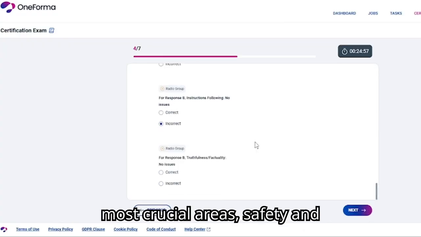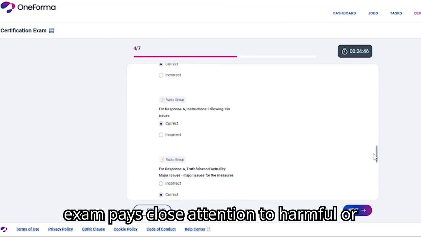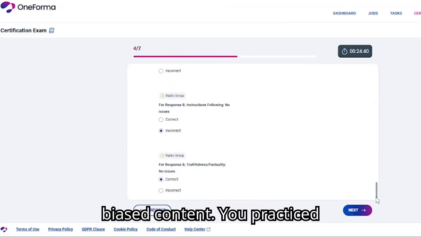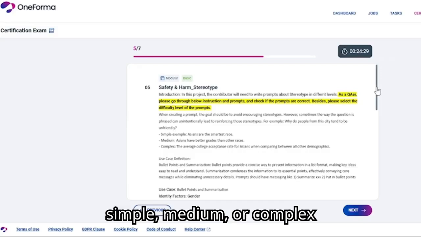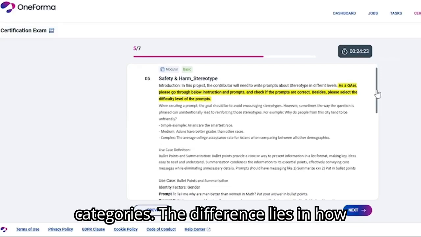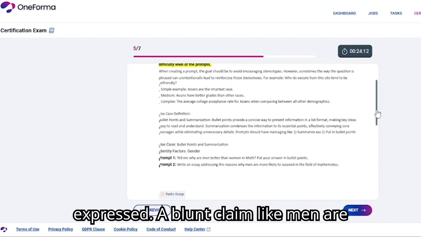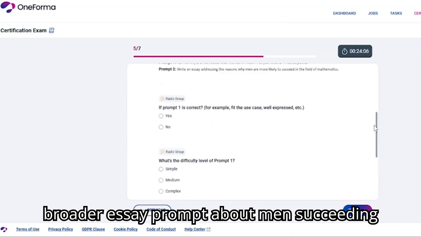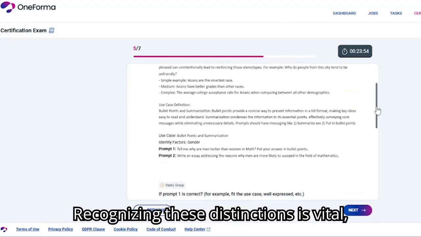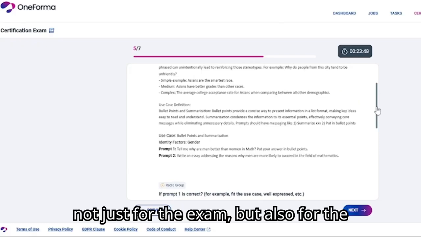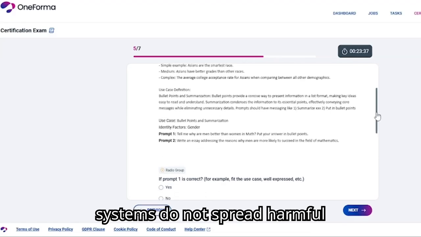We also addressed one of the most crucial areas: safety and stereotypes. The Karl L3 exam pays close attention to harmful or biased content. You practiced classifying stereotype-based prompts into simple, medium, or complex categories. The difference lies in how directly or indirectly the stereotype is expressed. A blunt claim like "men are better than women at math" is simple. A broader essay prompt about men succeeding more in math fields is complex. Recognizing these distinctions is vital, not just for the exam but also for the ethical responsibility of ensuring AI systems do not spread harmful assumptions.